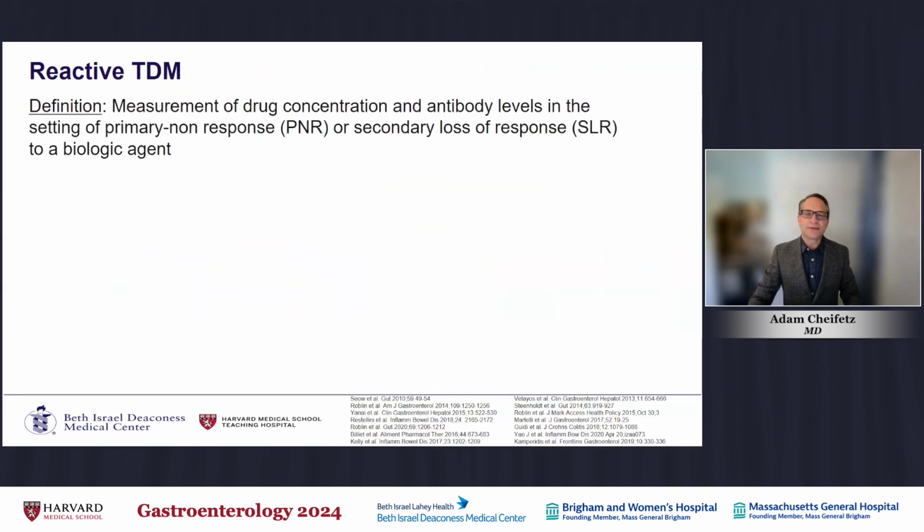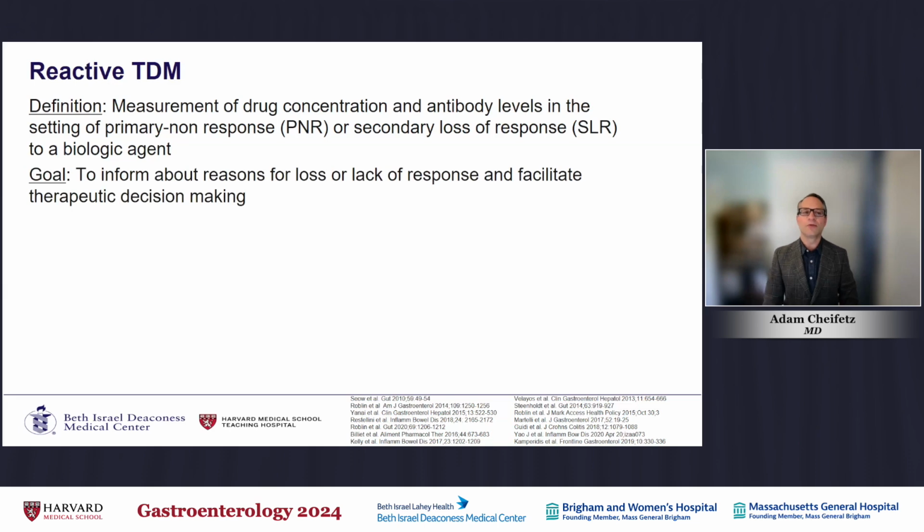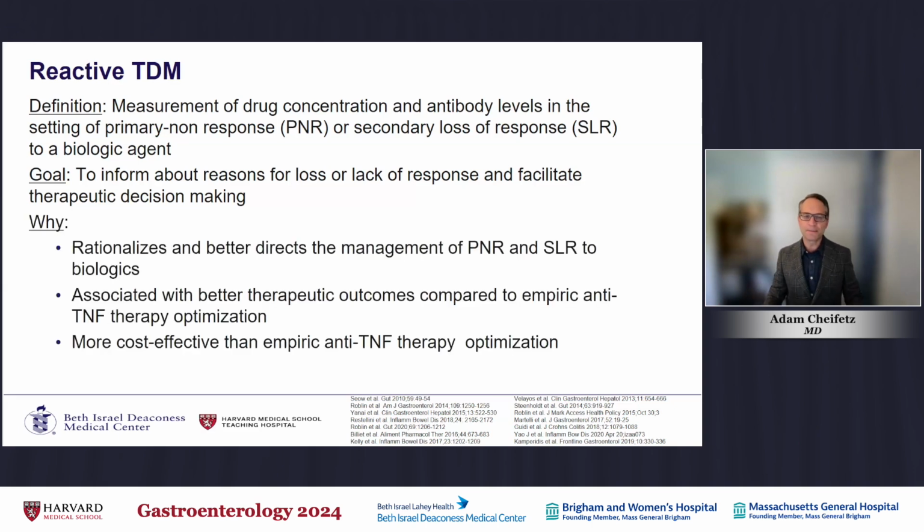So what is reactive therapeutic drug monitoring? It is the measurement of drug concentration and antibody levels in the setting of primary non-response or secondary loss of response to a biologic agent. The goal of reactive therapeutic drug monitoring is really to inform about reasons for loss or lack of response and to facilitate therapeutic decision making. Why? It rationalizes and better directs the management of primary and secondary loss of response to biologics.